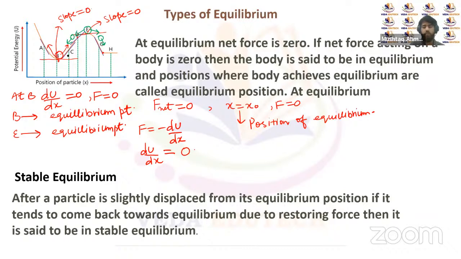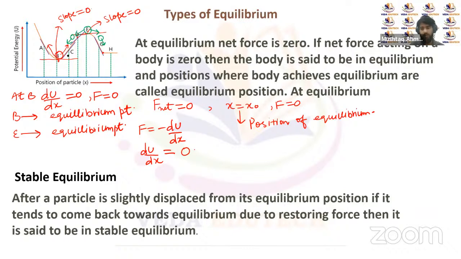At stable equilibrium, the body always has a tendency to come back towards the equilibrium position because of the restoring force. That's why we call it stable equilibrium. And for unstable equilibrium, the ball or the particle does not have a tendency to come back to its equilibrium position. That's the unstable equilibrium position, right?